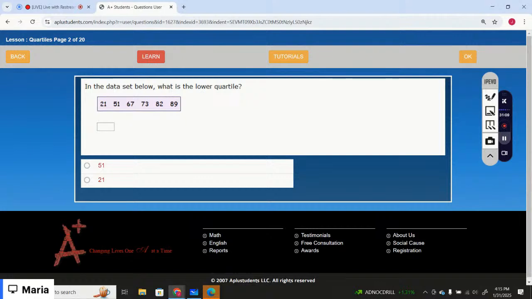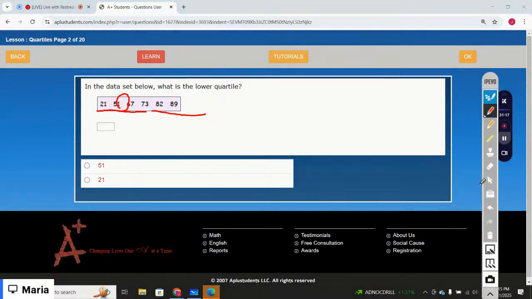In the data set below, what is the lower quartile? The numbers are already arranged from least to greatest. So just divide the data into two equal groups. So the lower quartile is 51. The correct option is 51.